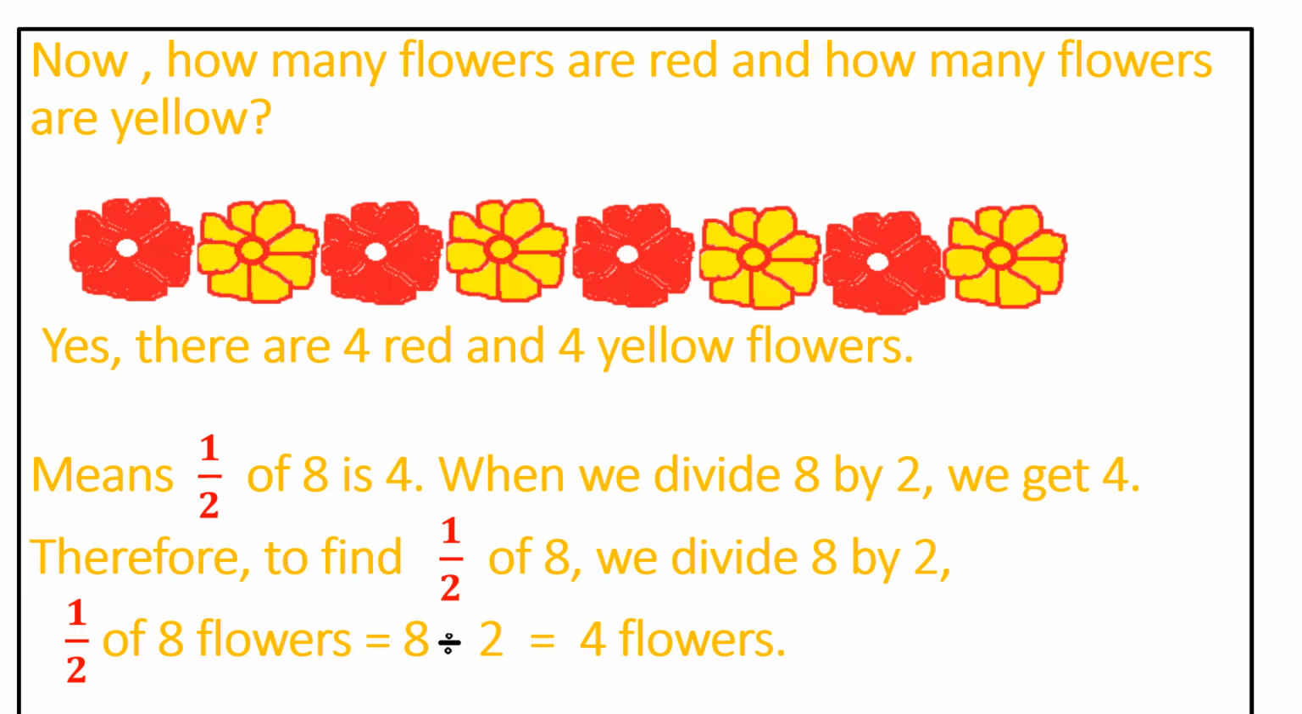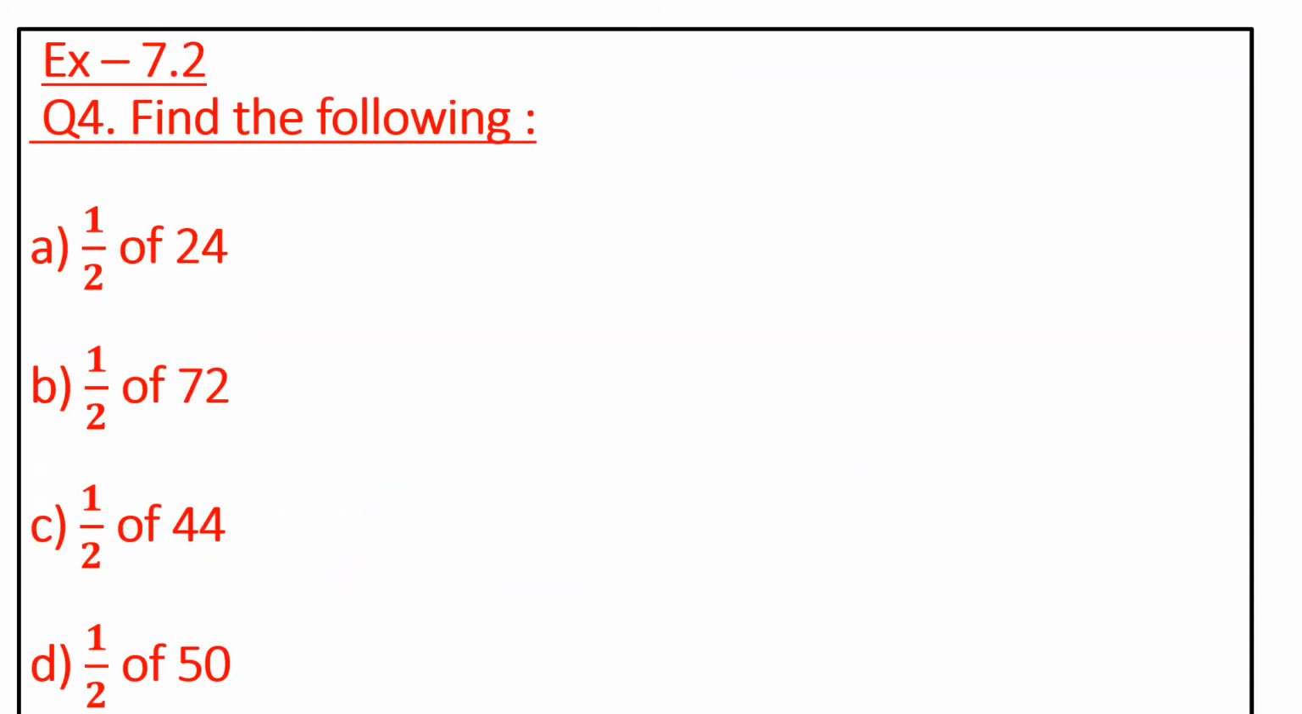Now, children, we will do our exercise based on these questions. Exercise 7.2, question number 4. Find the following. I have taken here 4 questions A, B, C, D. Half of 24 you have to find. Half of 72. Half of 44. And half of 50, sorry. Now let's start question number A.